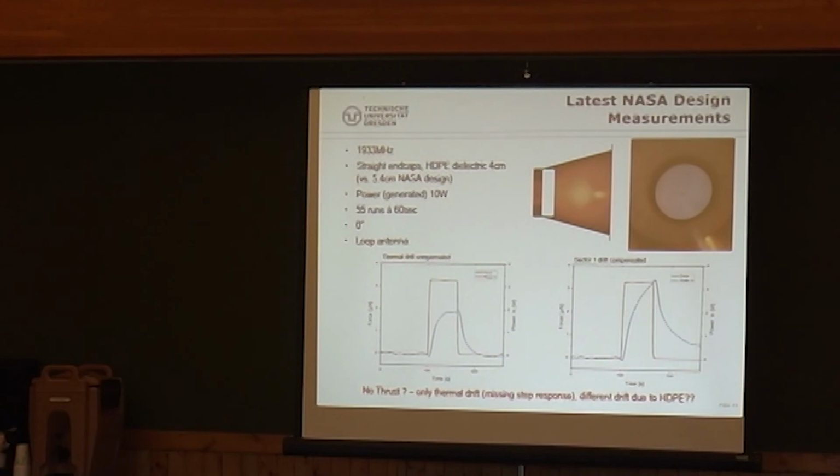antenna also. Here we can see with total thermal drift compensation a force of up to 2 micronewtons, which is not clearly above the noise, but if we just look at the sector 1 drift compensated chart, we can see that there's also no step response, and there's also this nice thermal peak at the power on level, and also the nice power force decreasing at the cool down time. So we can also assume that it is also no thrust, but just thermal behavior.